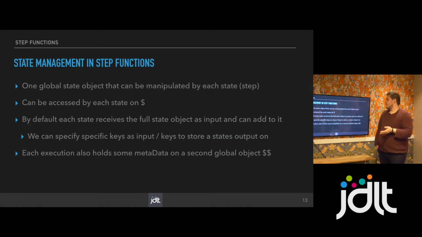Finally, you also have access to some metadata, which is basically stuff like when did this execution start, what was it started by, which you can access on a second global object, which is stored as $. Most cases you'll never need this. There's one specific case when you're waiting for asynchronous execution, so it becomes relevant, but we'll get into that later.